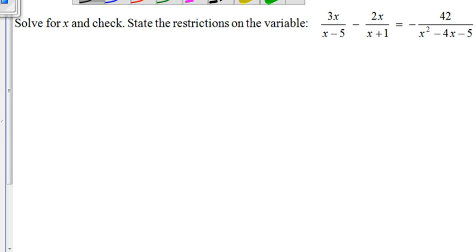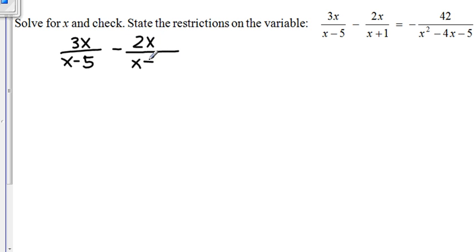We are going to solve the rational equation. So first of all, let's factor x squared minus 4x minus 5. Therefore, what we have is 3x over x minus 5 minus 2x over x plus 1 is equal to negative 42 over x squared minus 4x minus 5.